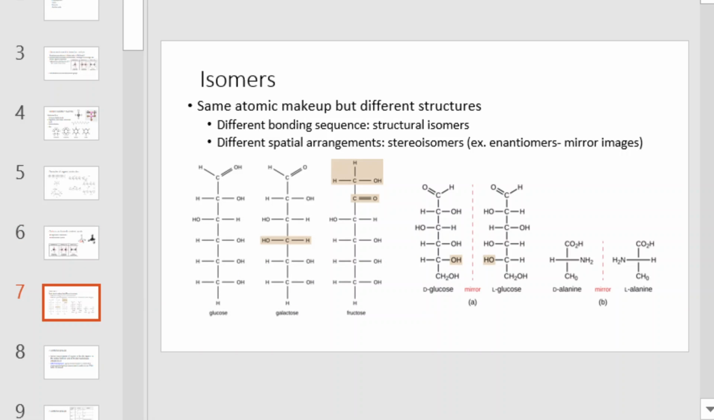Organic molecules or biomolecules may also have isomers of one another. In the case of an isomer, we have the atomic makeup of the biomolecule being identical from one molecule to the next, but having the atoms organized into slightly different structures. When we have different bonding sequences, we refer to biomolecules that again share the same atomic makeup as structural isomers. If they share the same atomic makeup but have different spatial arrangements, then we refer to them as stereoisomers.